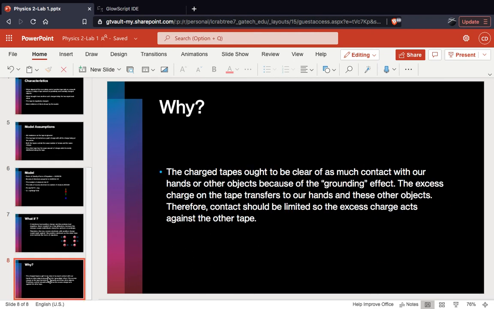And so when handling the tape, it's always best to have our hands and other objects not get in contact with it due to the grounding effect. This is when the excess charge on the tape transfers to our hands and these other objects, thus limiting how much charge is going to interact with the other bit of tape. So contact should be limited so that the excess charge acts against the tape, and then we can properly measure out the force of repulsion.